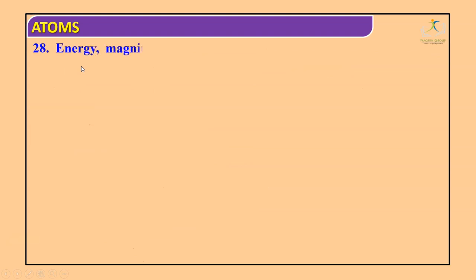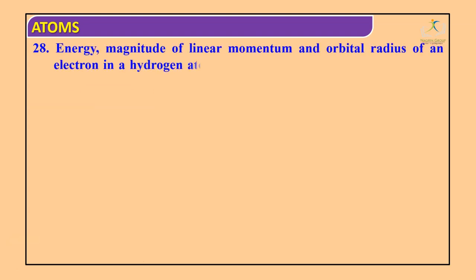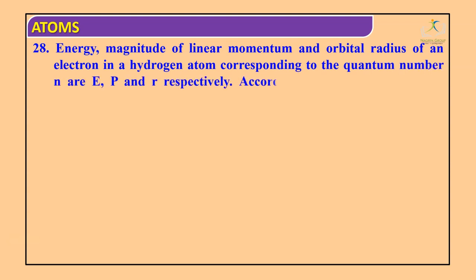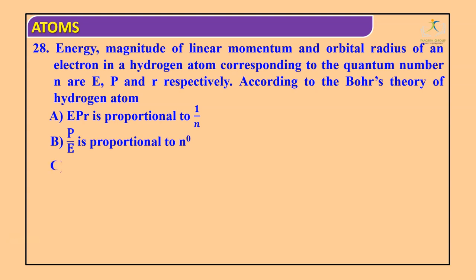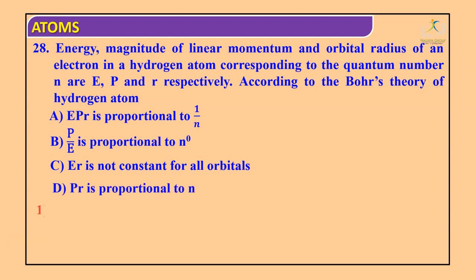Now the next question: energy, magnitude of linear momentum and orbital radius of an electron in a hydrogen atom corresponding to the quantum number n are E, P and R respectively. According to Bohr's theory of a hydrogen atom, EPR is proportional to 1 by n, P by E is proportional to n to the power 0, ER is not constant for all orbitals, and PR is proportional to n.